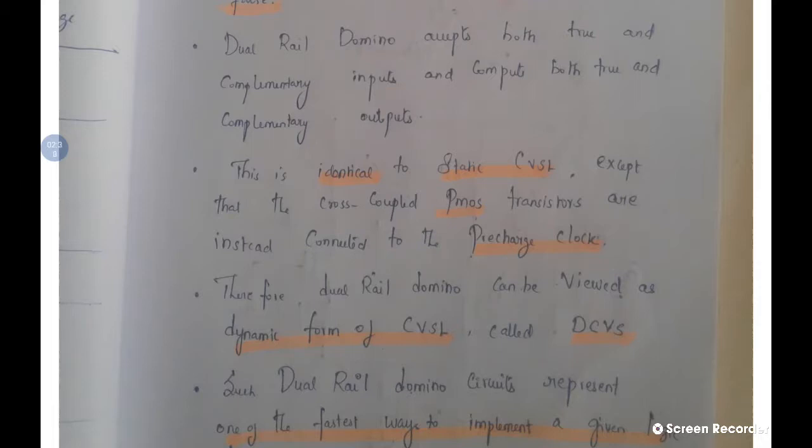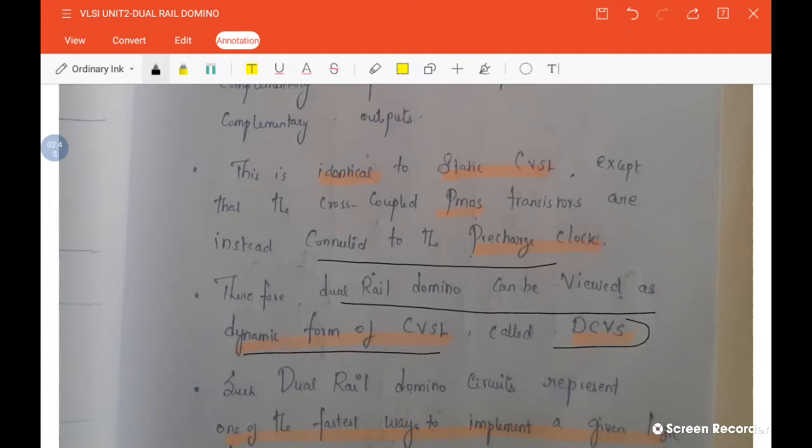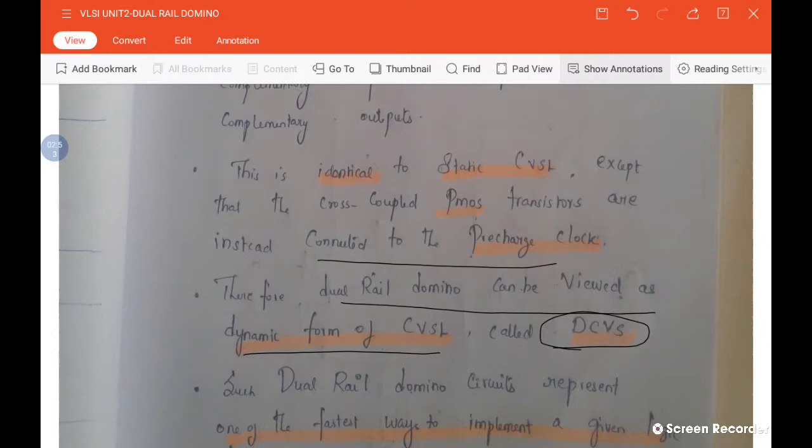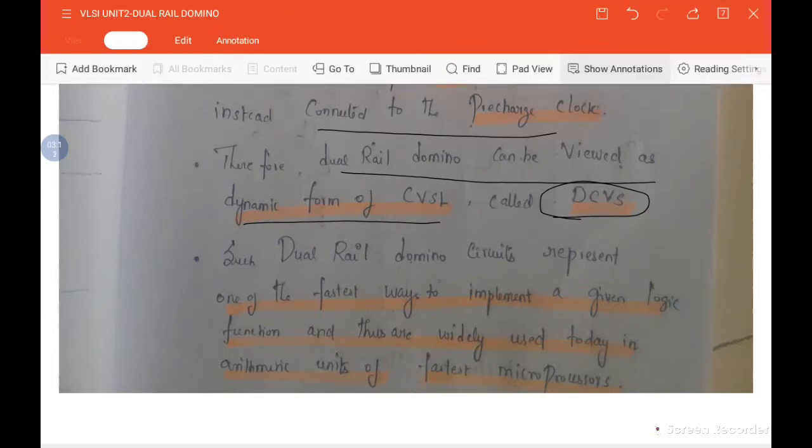Instead of cross-coupled PMOS transistors, a pre-charge clock is connected to the PMOS, and therefore this dual rail domino can be viewed as a dynamic form of CVSL. It is called DCVS, dynamic cascode voltage switch logic. Discussing its features, this dual rail domino circuit is the fastest way to implement any given function, and it is widely used nowadays for arithmetic calculations and in the fastest microprocessors. Since it produces both true and complementary outputs, it requires more area, wiring and power. That is the drawback of this circuit.